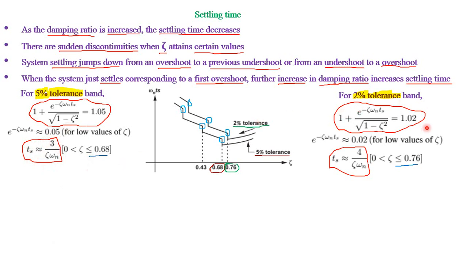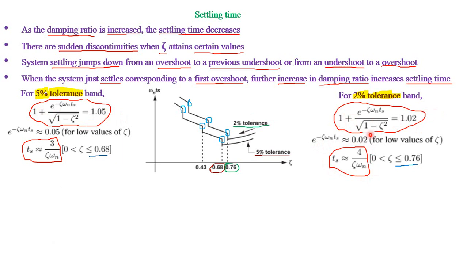Similarly, for the 2% tolerance band, the upper limit is 1.02. In the same two expressions, instead of 1.05 and 1.02, if you want to use 0.95, this plus should be minus. Similarly, for 0.98 this plus should be minus. So if we simplify, we will get this expression.